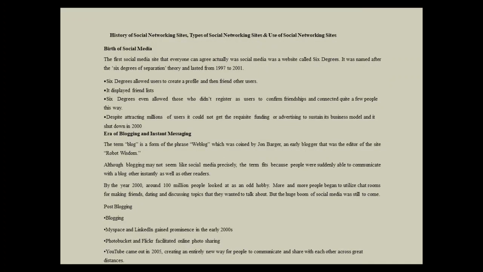Birth of social media. The first social media site that everyone can agree actually was social media was a website called Six Degrees. It was named after the six degrees of separation theory and lasted from 1997 to 2001. Six Degrees allowed users to create a profile and then friend other users. It displayed friend lists. Six Degrees even allowed those who did not register as users to confirm friendship, and connected quite a few people this way. Despite attracting millions of users, it could not get the required funding or advertising to sustain its business model, and it shut down in 2000.